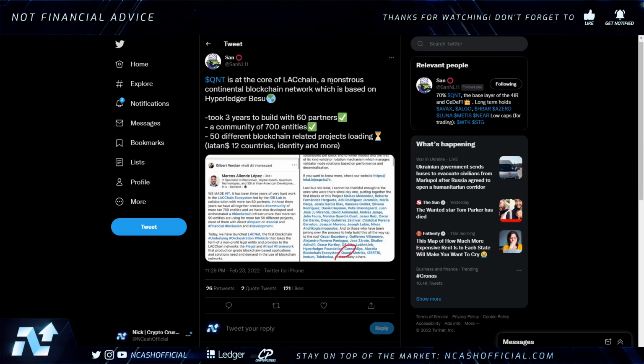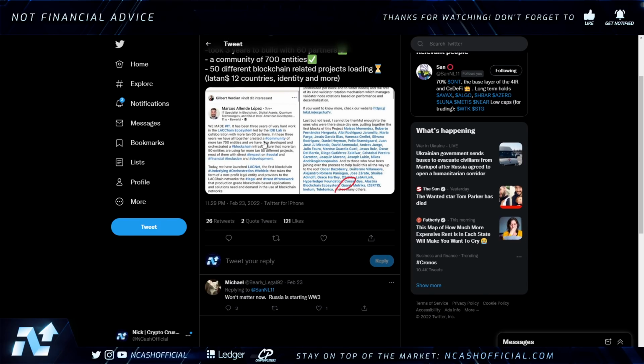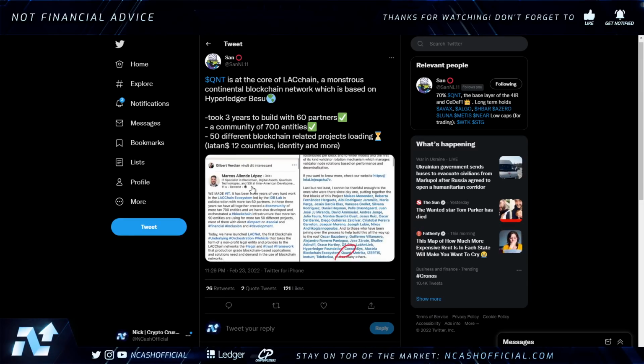QNT is at the core of LAC Chain, a monstrous continental blockchain network which is based on Hyperledger Basu. It took 3 years to build with 60 partners, a community of 700 entities, 50 different blockchain-related projects including land, dollar, 12 countries, identity, and more. Okay, and this is something that's already proven. This is something that's already confirmed.